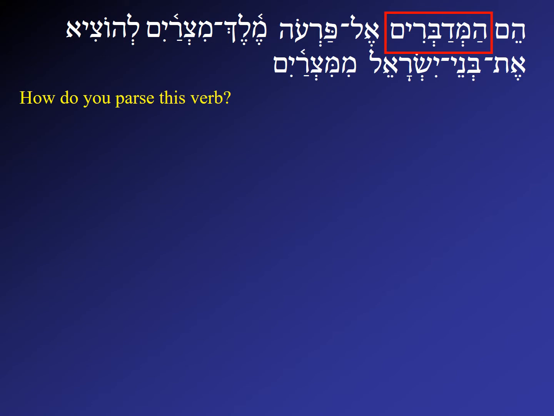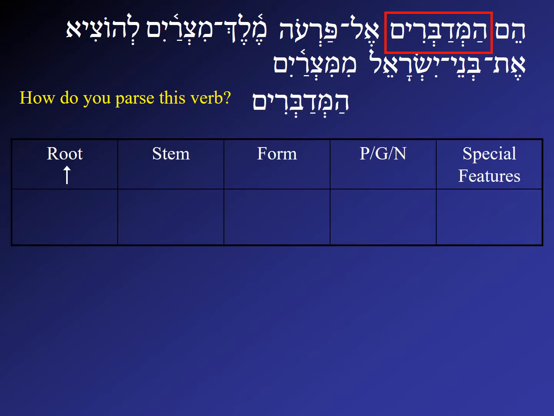Okay, so we've got a couple of verbal forms. The first is hamdabrim, so let's parse. Start with the root, which is fairly clear here, which is dabar. Special features: you notice here we have a he with a patach and a dagesh. This is the definite article. And we only have one verb form that can take the definite article, and that is the participle.